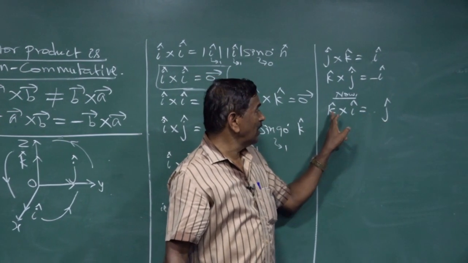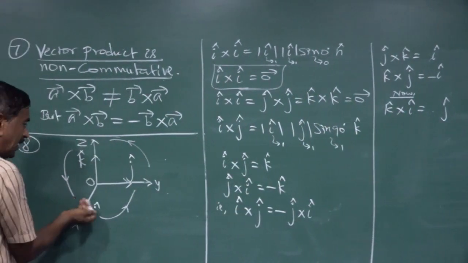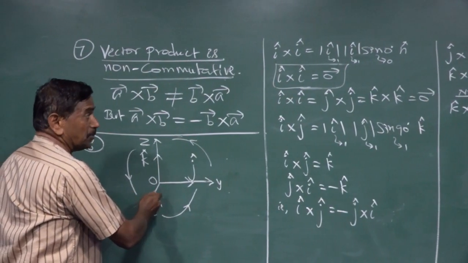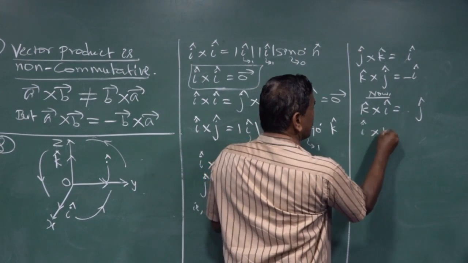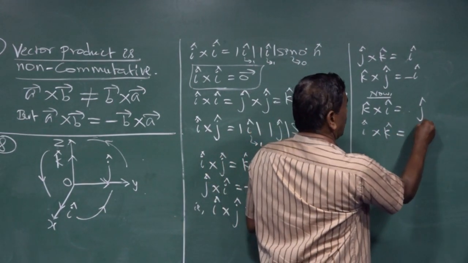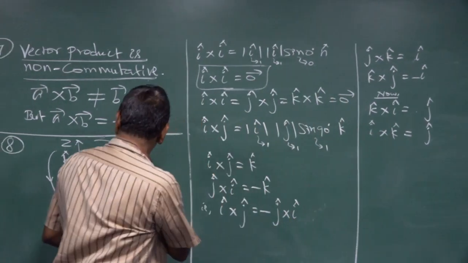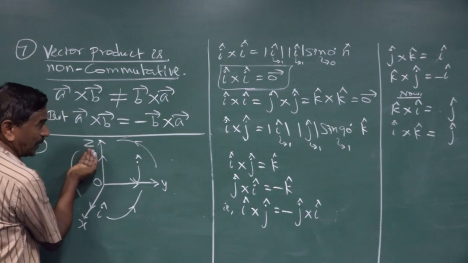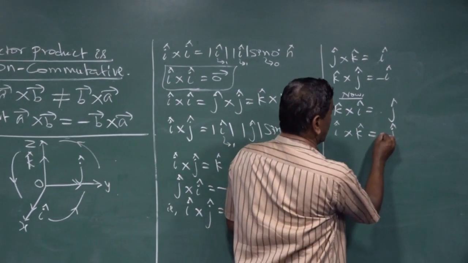Okay, for that K to I, come to the diagram. K to I, right-handed system, therefore plus. Suppose I cap cross K cap, which is equal to I, K present, absent J. Okay. Now plus J or minus J. Here I to K, come to the diagram. I to K, left-handed system. So that is why minus. Okay.